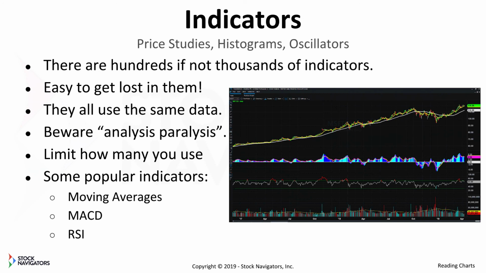So really watch out for what's called analysis paralysis, right? Just having so many indicators on your chart that you don't know what to pay attention to, and it's really, really easy to get yourself totally lost and confused and end up with conflicting indicators telling you different things, and you don't know what to do. Some of the more popular indicators are things like moving averages. There's an indicator called MACD, which stands for Moving Average Convergence Divergence. And there's another one called RSI, which stands for Relative Strength Index. Those are very popular. And we do actually use some of these indicators in very specific ways. We're going to talk about exactly how we use those a little later.